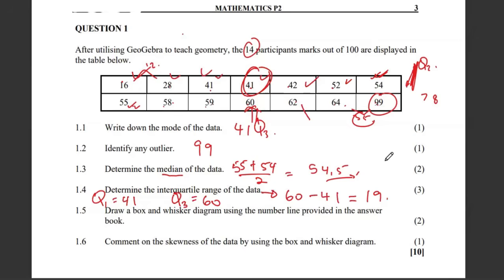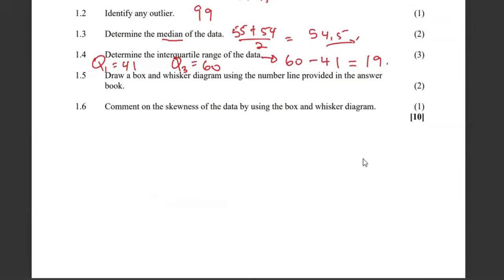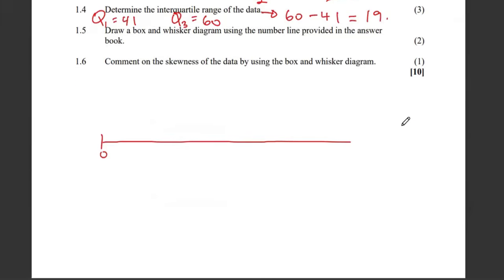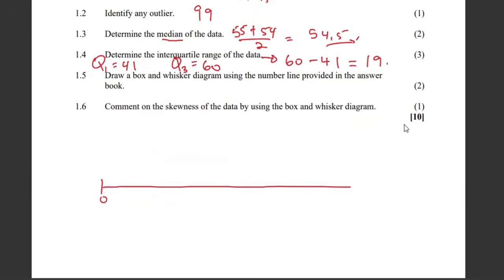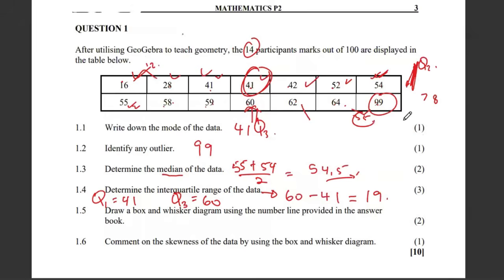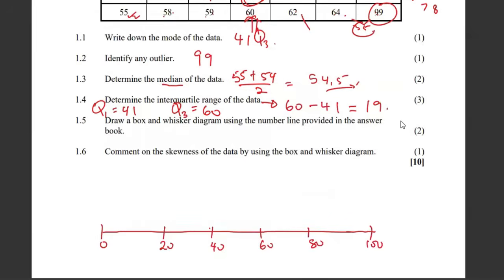Okay, and then they want us to draw a box and whisker. So I'll try to sketch it here. If this is 0, we know that the highest mark is 99. Let me use intervals of 20: 20, 40, 60, 80, and let's say 100. If the minimum mark is a 16, that is somewhere halfway between 0 and 20. We said our Q1 is 41, just slightly after 40.